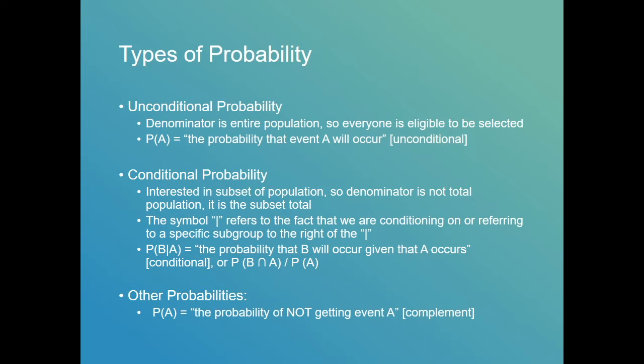Then there's another probability, that's the complement. So the probability of not getting event A is called the complement to the probability of getting event A. And here you would simply take 1 and subtract the probability of getting event A in order to find the probability to not get that event.